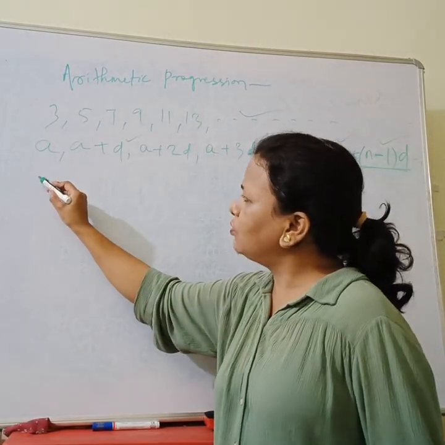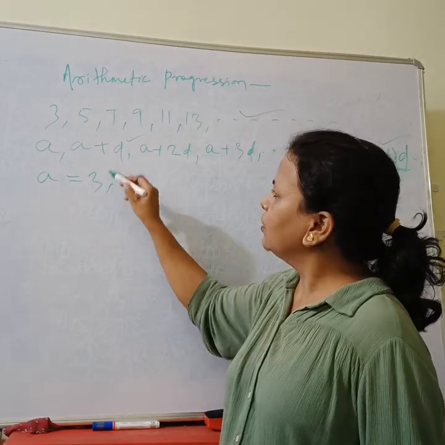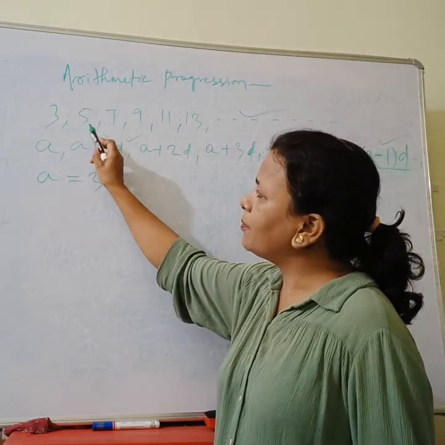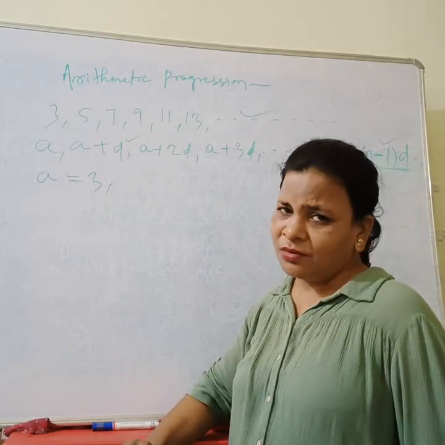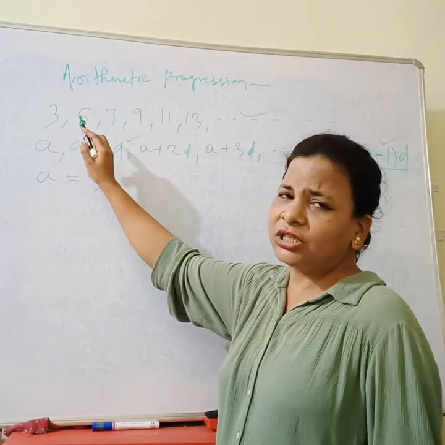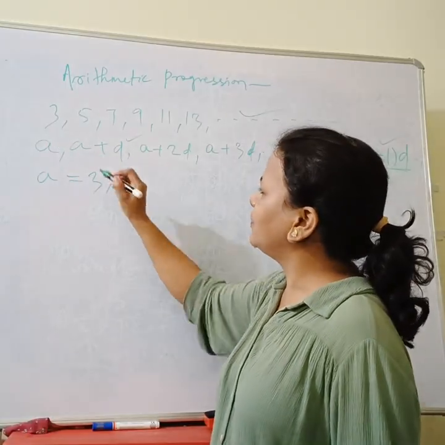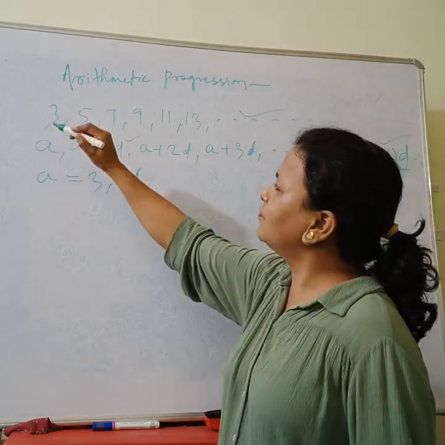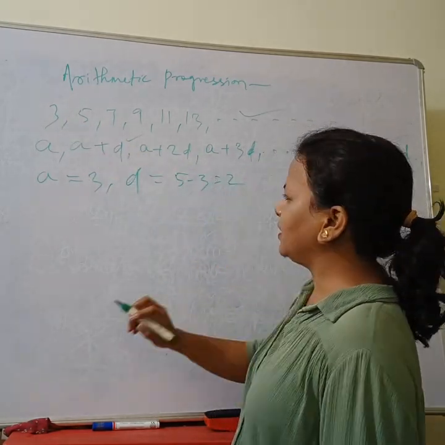In this AP, what is the value of A? A is equal to 3. What is the value of the common difference? Here I told you that the common difference can be found by subtracting the previous term from the next term. Any two consecutive terms you take, you get the common difference. So I can get the common difference by subtracting the first term from the second term. So 5 minus 3 gives us the common difference.